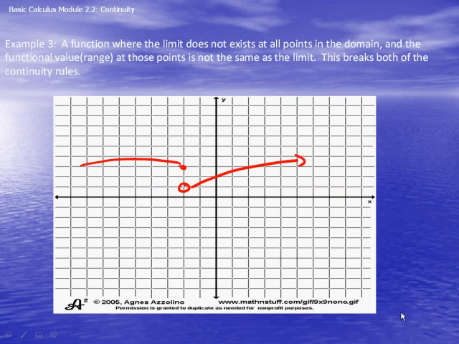Let's look at example 3. Here we have a function where the limit does not exist at all the points of the domain. That automatically breaks rule 1 of continuity. Notice that as x approaches negative 2, the function from the right-hand side is equal to 1, and the limit from the left-hand side is going to be equal to 3. So notice that this limit does not exist. Therefore, this function cannot be continuous.